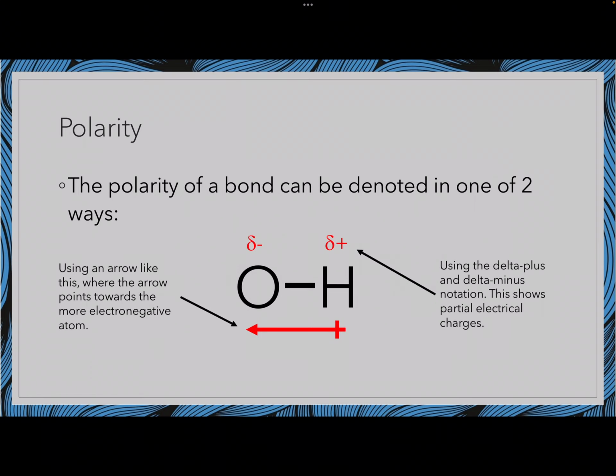The other way is writing these little symbols. So this is delta plus and delta minus. These are what we call partial positive and negative charges. Normally you're used to formal charges at this point, so it's a +1, +2, +3, or -1, -2, -3. These ones are where we have an uneven distribution of electrons that create some of those electric fields. So it's not enough to be a full charge, not enough to be an integer charge. It'd be less than that. So it's only partial positive or partial negative. But it still allows electrostatic interactions.